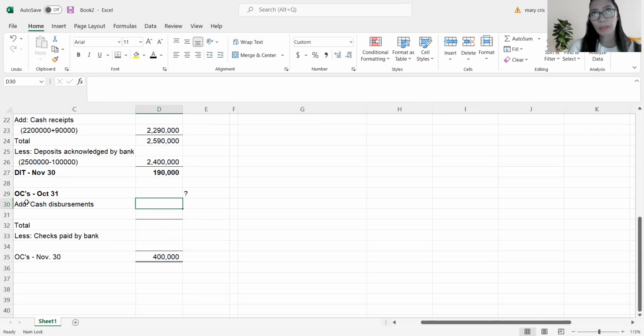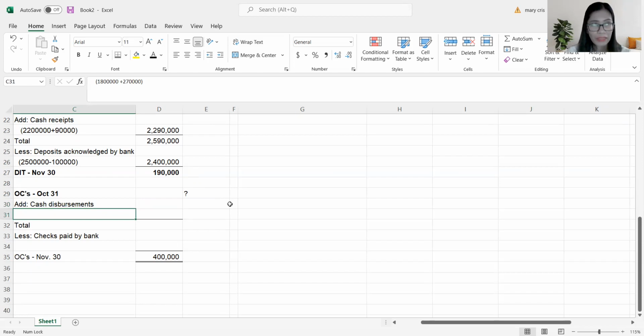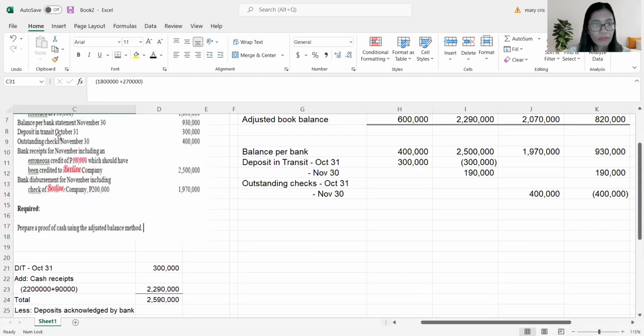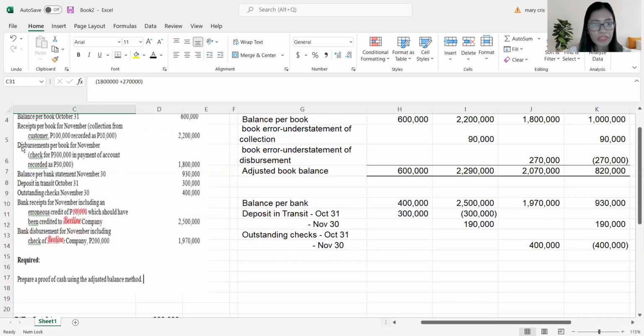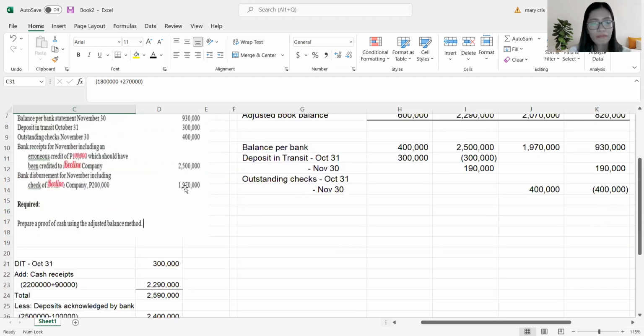Take note that if there are debit memos, for example from last year or last month that were only recorded now, we should remove those, because those are not check disbursements issued by the entity. They are disbursements, but not check disbursements issued by the entity. So in our problem, the cash disbursements per book is 1.8 million.